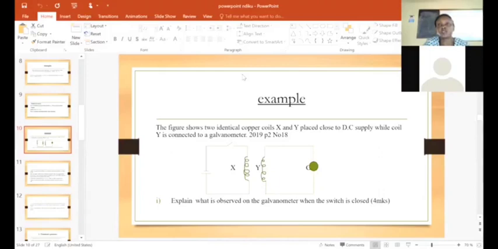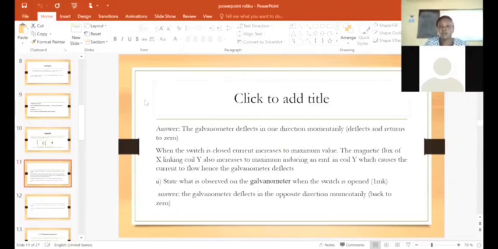If the correct observation is not given, then the examiner will not even go ahead to read what is written there next. Like this question here, we have: the galvanometer deflects momentarily. Or you can say the galvanometer deflects and returns back to zero. That is the observation. Then after the correct observation, you can go ahead to give the explanation.